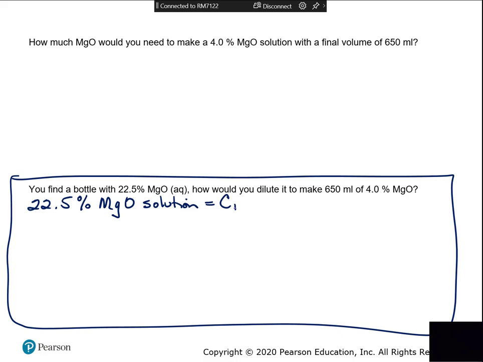How would you dilute it to make 650 mLs of 4.0% MgO, magnesium oxide? 650 milliliters would be what? The volume of 1 or 2? 2. So 650 milliliters, that is V2. And the 4.0% magnesium oxide is? C2.